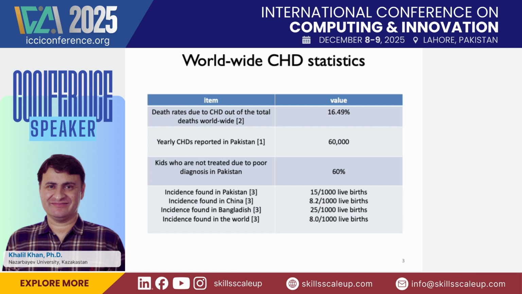And here we can also see that the death rate due to CHD out of the total death rates worldwide is 16.49%. Yearly CHD reported in Pakistan is 60,000, and kids who are not treated due to poor diagnosis in Pakistan is about 60%. There are different reasons why the kids are not treated properly. One of the main reasons is we have very few hospitals and very specialized doctors who can do surgery for this serious problem. The other issue is the cost of the surgery. It's too much, so not every person can afford the surgery of this disease.